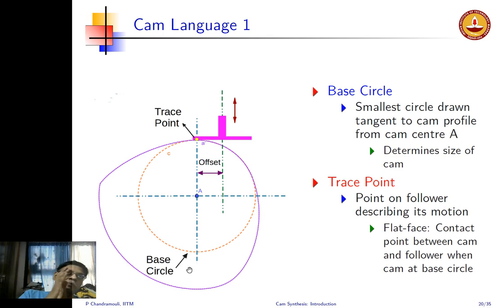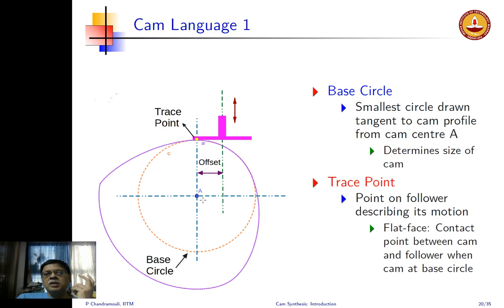Okay, some terminologies in the cam world. The first term that you need to get familiar with is something called a base circle. Now this is the smallest circle that can be drawn tangent to the cam profile from the cam center. So cam center is A. So here the violet is basically the cam profile, and the smallest circle that can be drawn tangent to this from the cam center is basically called the base circle.